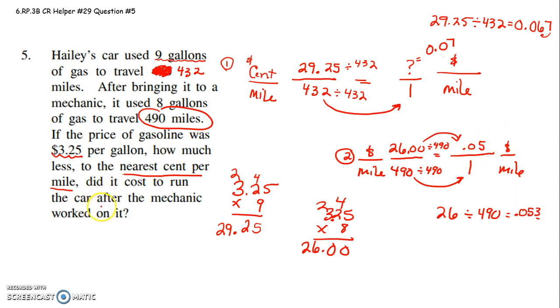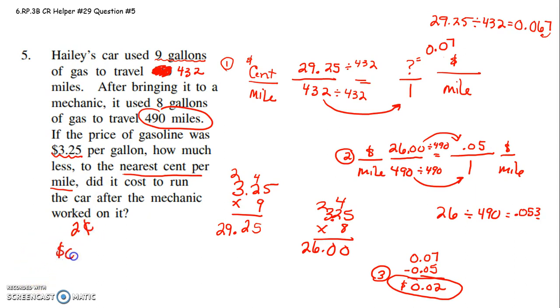So how much did they save? Here's my step 3. It cost them about 7 cents per mile prior to the car being worked on. It now only costs them 5 cents per mile. That means they have saved 2 cents per mile. You can write that as 0.02 or 2 cents, either way.